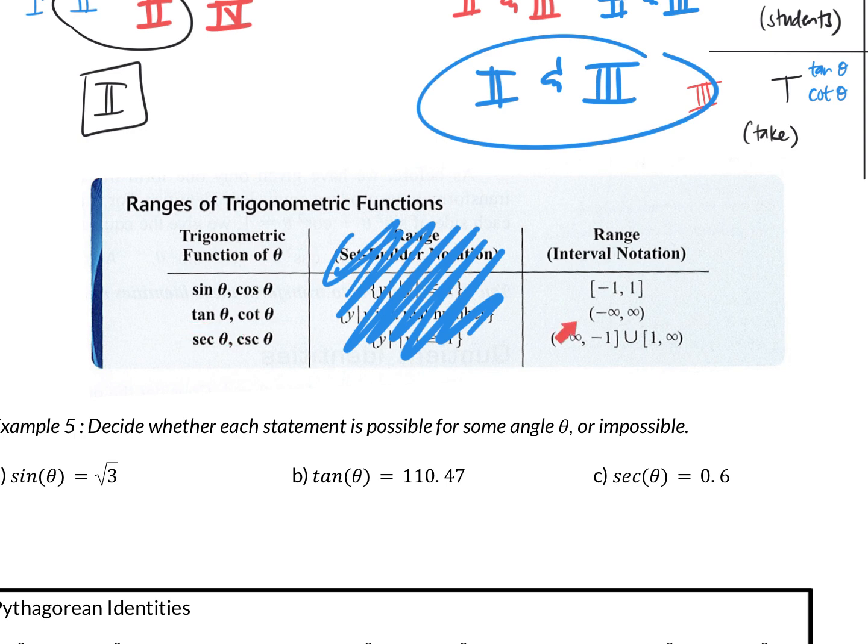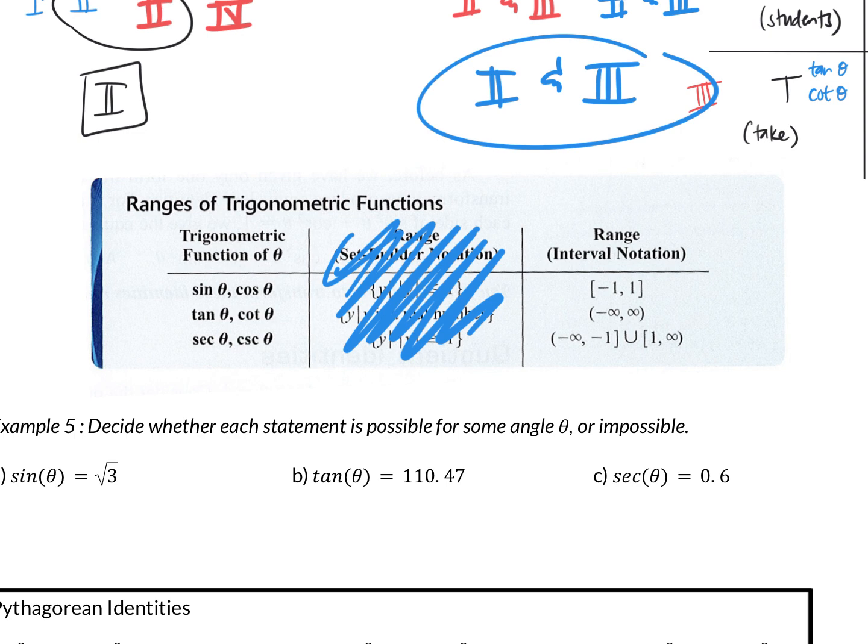Tangent and cotangent can be anything. They can be any real number. So anytime you see tangent of a number or cotangent of a number, you can always just say possible. And then my reciprocal functions of secant and cosecant have to be between -infinity and -1, and then 1 and infinity. So it cannot be between -1 and 1. Using this chart, again, it'll make more sense once we actually graph these functions.